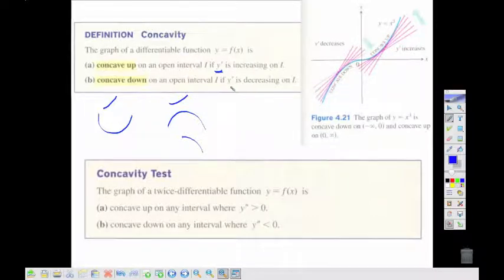For the part that's concave down, we notice that these slopes are decreasing. So we're starting with a steep slope, and then we're getting to a smaller and smaller slope of our tangent line. So we say that we are concave up anywhere where our second derivative is positive, and we're concave down anywhere where that second derivative is negative.